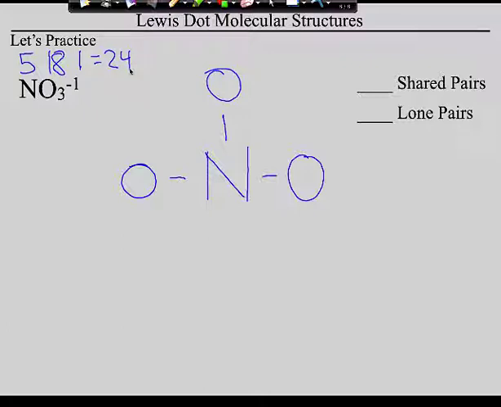Now, how many are already on the paper? 2, 4, 6. So that gives us a remainder of 18 electrons. So where are we going to put them? Well, let's just get started. So let's go 1, 2, 3, 4, 5, 6, 7, 8, 9, 10, 11, 12. So guys, we've got 12 on the paper. That means we've got 6 left. What are we going to do with them?